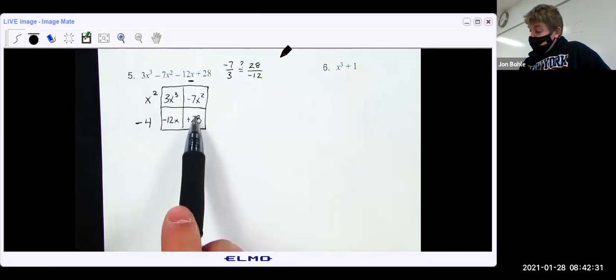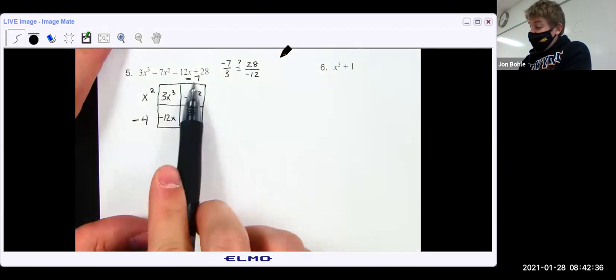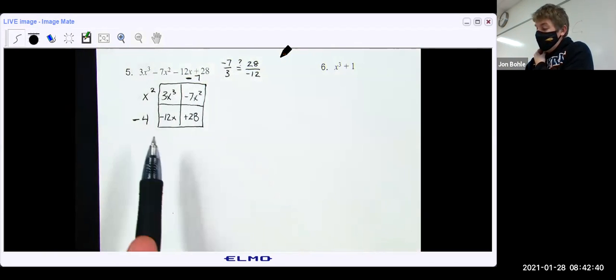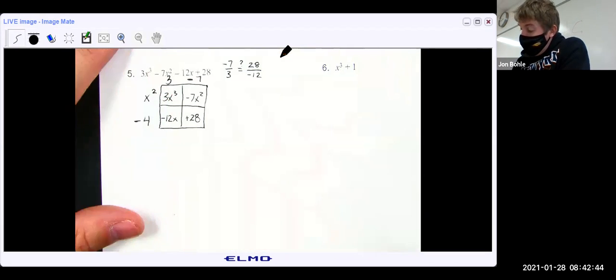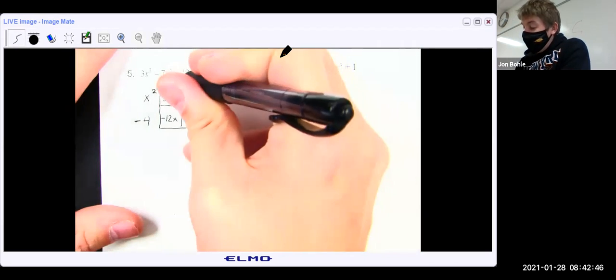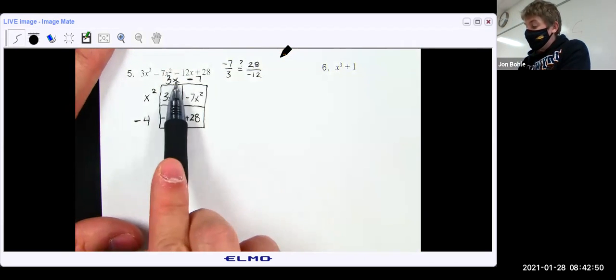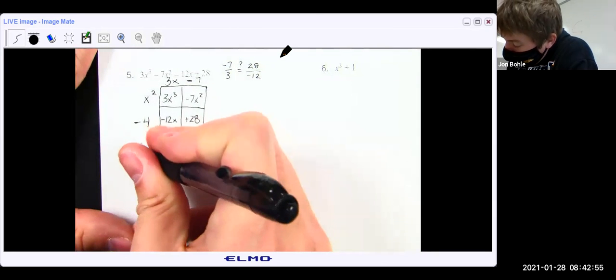Here's 7, and that makes sense because negative 7 times negative 4 is positive 28. And then here, 3 and x. Again, that makes sense not only because this is the greatest common factor, but also because 3x times x squared is 3x cubed. So I have this.